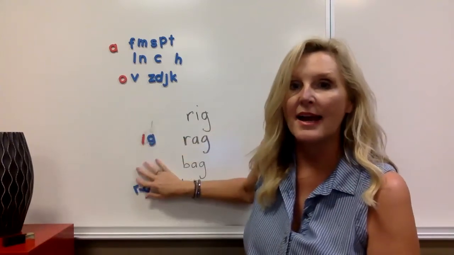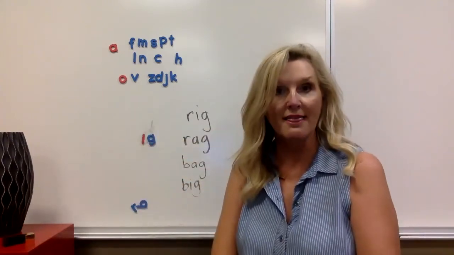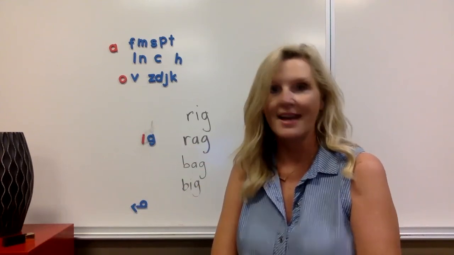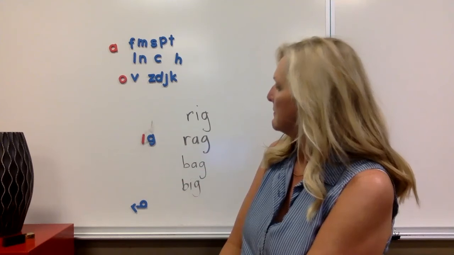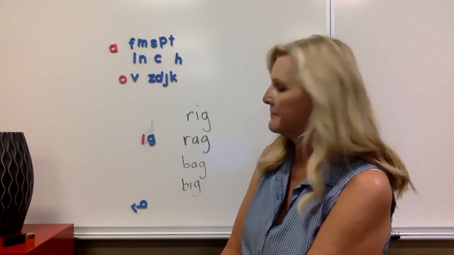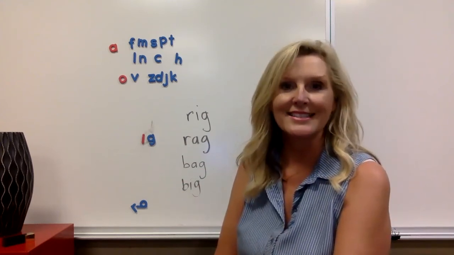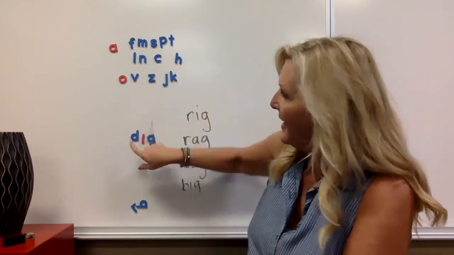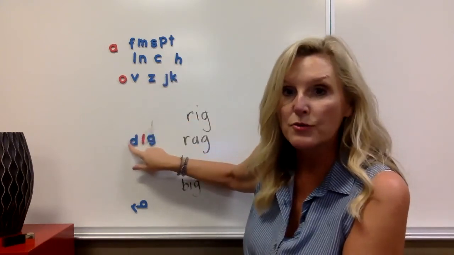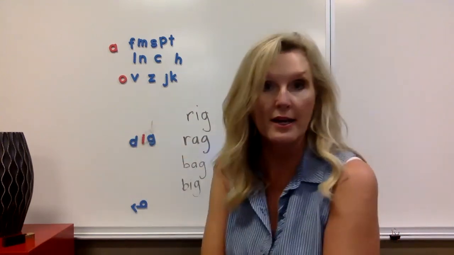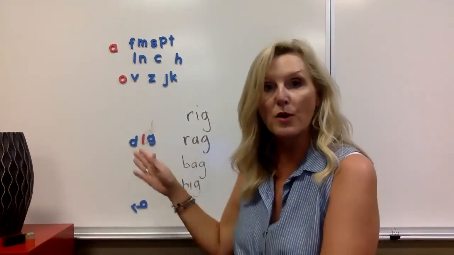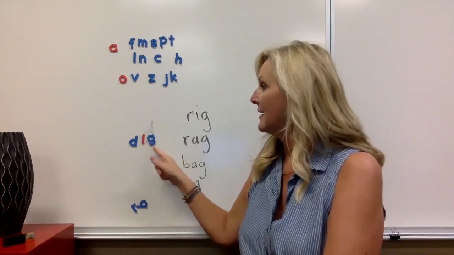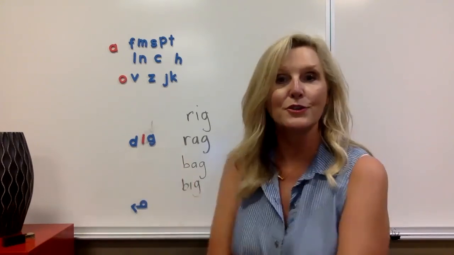That's right. And what do I need to do to make that big? I have to have a D. What letter? Letter D. And remember, when I choose the D, I have the doorknob and then the door. You can't open the door without the doorknob. So what word do I have now? Check it. Dig, dig. Good job.